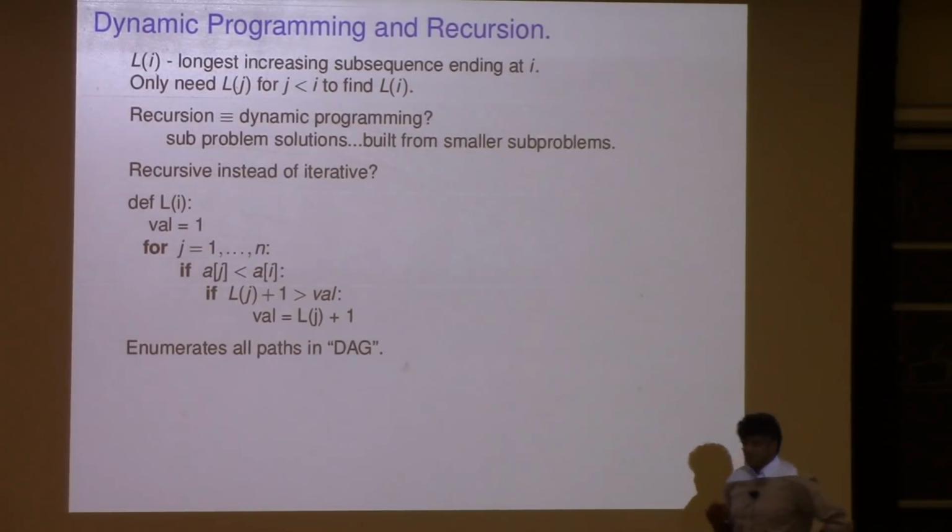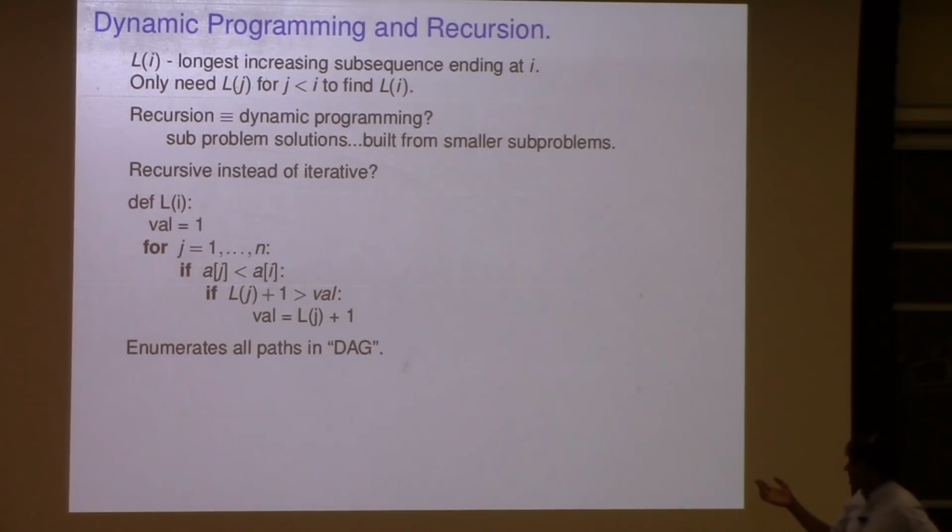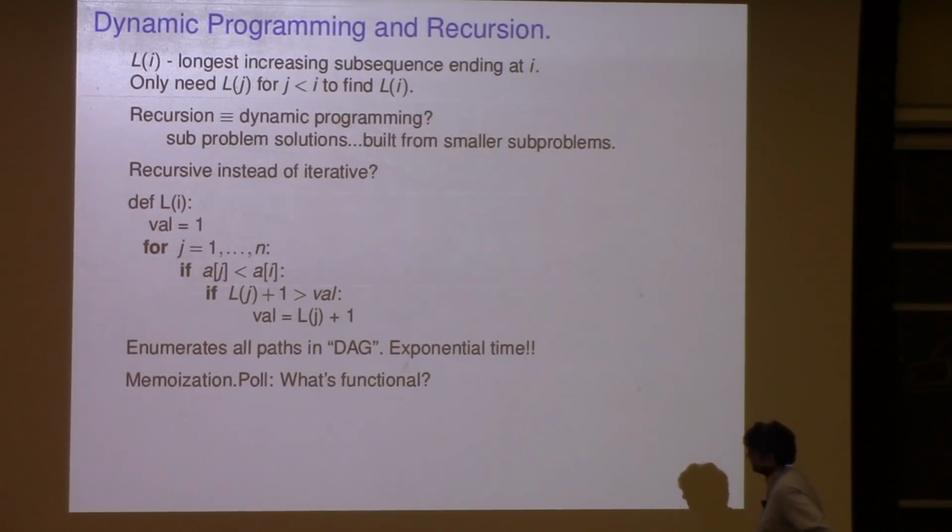The problem with thinking about it recursively is it's a disaster. This subroutine call will make every possible subroutine call every time, right? It's going to go all the way back to the beginning. It'll enumerate all the paths in the DAG. And there's an exponential number of paths in the DAG. But I can save it, and I can save this algorithm so it works just fine. It's called memoization.